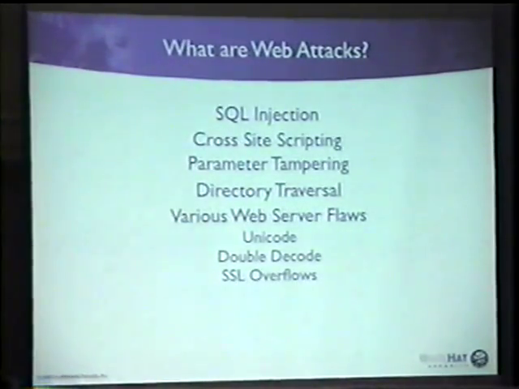So what kind of web attacks are we talking about? We're going to be talking about SQL injection, cross-site scripting attacks, parameter tampering, directory traversal attacks, and we can also detect various web server flaws being executed or attempted to be executed, such as Unicode, double decode, and SSL overflows. Basically anything that makes a request to a web browser, we're going to try to detect.